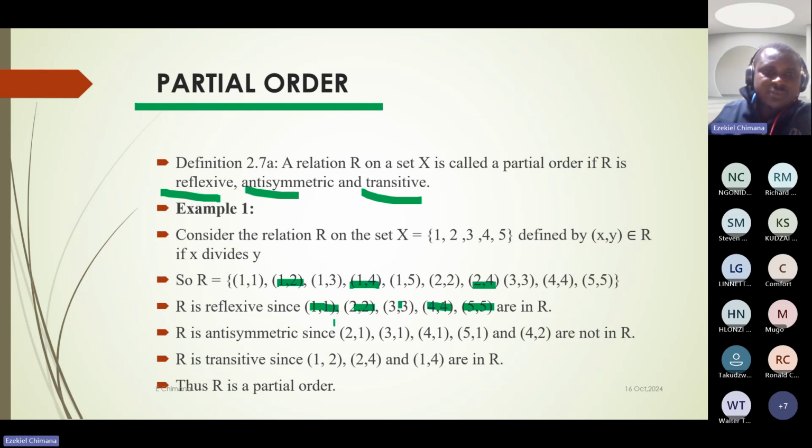Why is it a transitive relation? Why is it a transitive relation? Someone to try? Why is this one a transitive relation? Lynette?